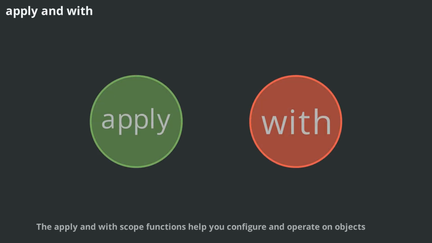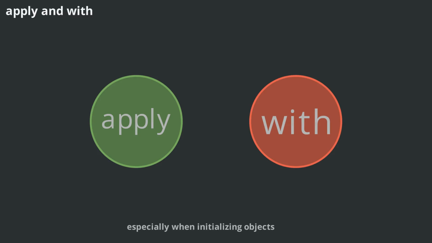The apply and with scope functions help you configure and operate on objects. Apply configures an object and returns it, while with performs operations and returns the lambda's result. Both make your code more fluent and expressive, especially when initializing objects.